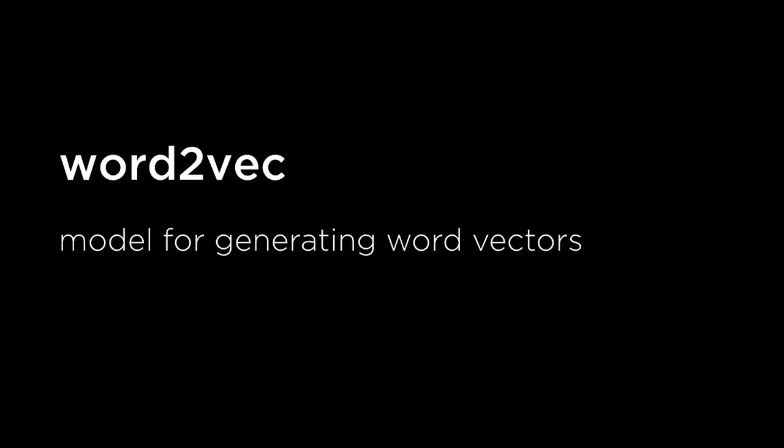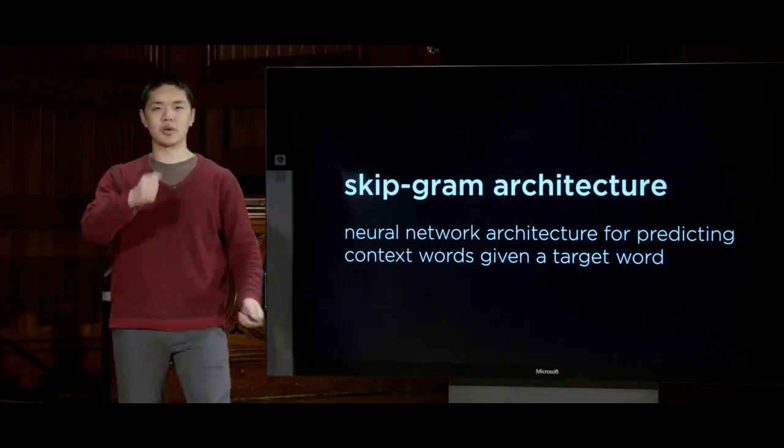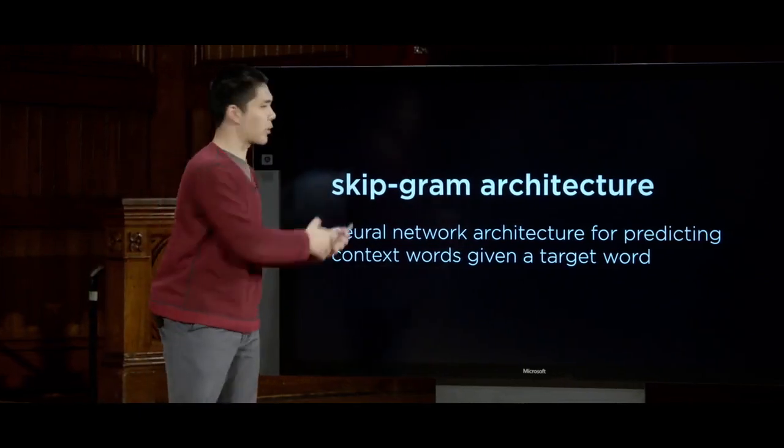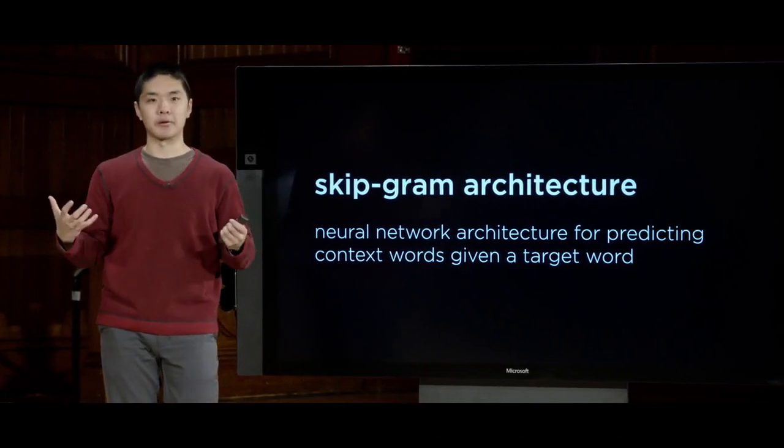You give word2vec a corpus of documents, just a whole bunch of text. And what word2vec will produce is vectors for each word. There are a number of ways that it can do this. One common way is through what's known as the skipgram architecture, which basically uses a neural network to predict context words given a target word. So given a word like lunch, use a neural network to try and predict what words are going to show up around it.